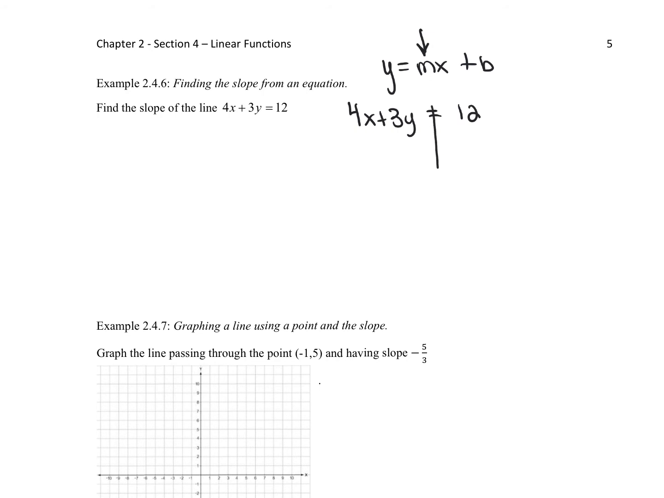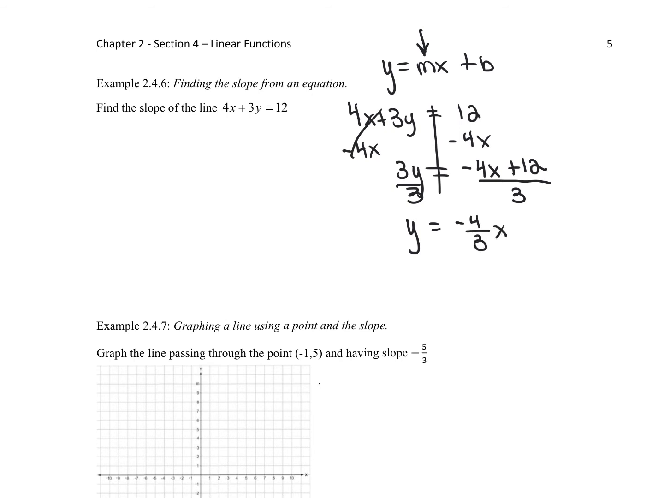So I'm going to get the y by itself by subtracting 4x from both sides. 3y equals, I'm going to write the x first. So the x is a negative 4x, and that 12 is a positive, so plus 12. Divide by 3, divide everything by 3. Not one piece, everything. y equals negative 4 over 3x. Sorry, that 3 kind of looks like an 8. And then 12 divided by 3 is plus 4. So my slope is negative 4 over 3.